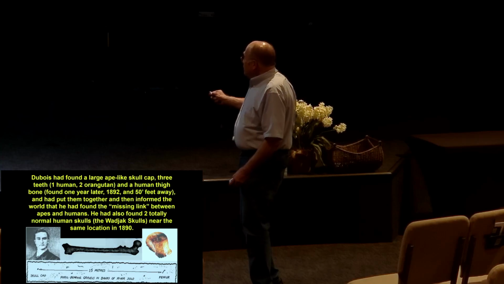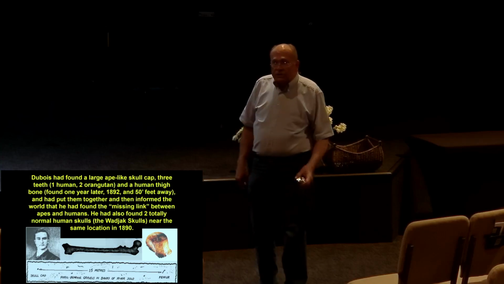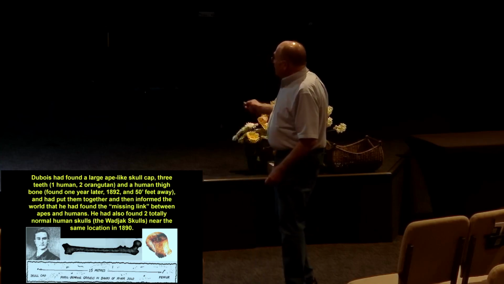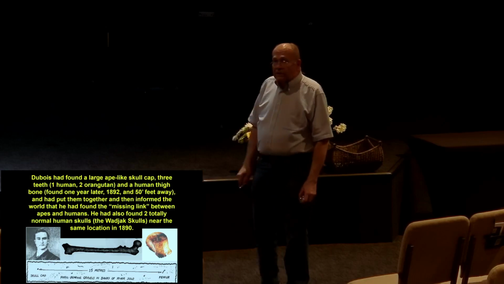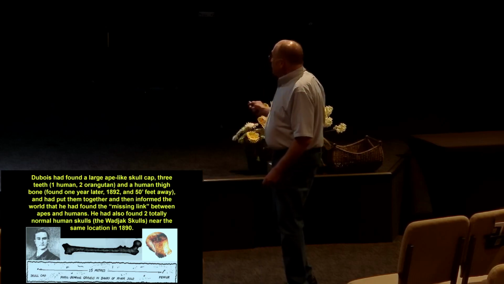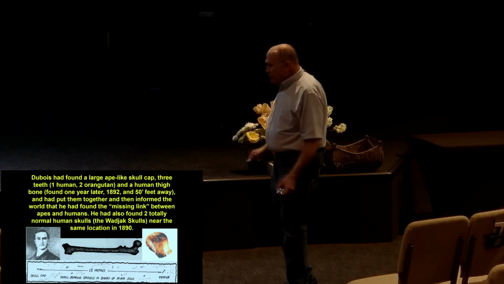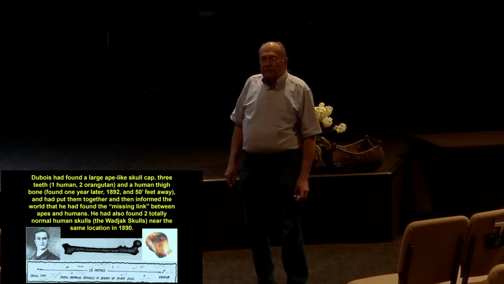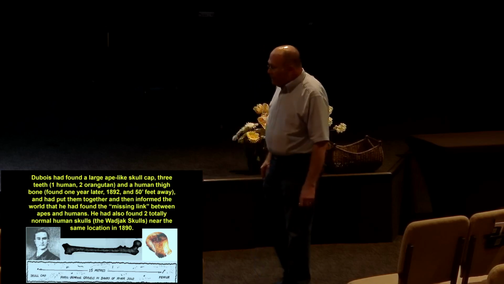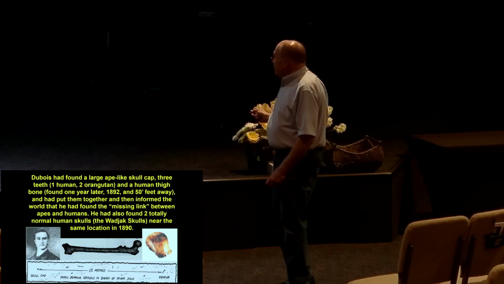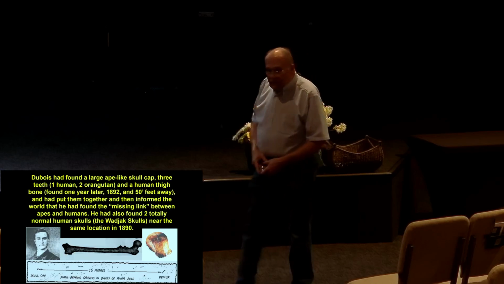Dubois had found a large ape-like skull cap. Today we think giant gibbon. He had found 3 teeth, but 1 was human and the other 2 were orangutan. He did find a human thigh bone, as illustrated here, 50 feet away, but that was 2 years later in 1892. He also forgot to tell anybody that 1 year later in 1890, he had found 2 totally normal human skulls at the same location.